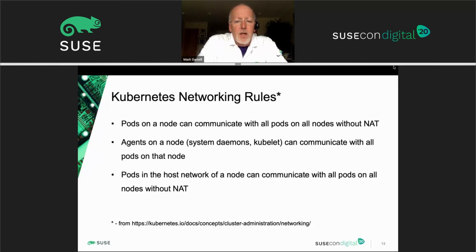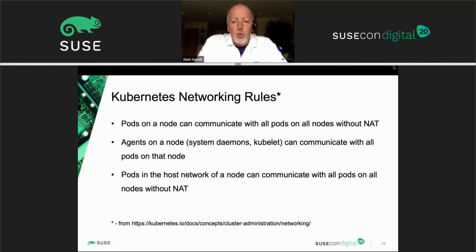This is from the Kubernetes documentation. These three points are critical. They are the truisms, if you will, that have to hold true across all different Kubernetes networking implementations, because there's more than one model you can follow, and we'll be explaining that further in the talk. But all Kubernetes networking models need to follow these rules.